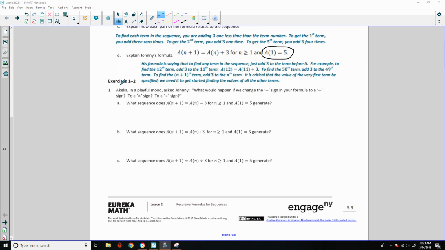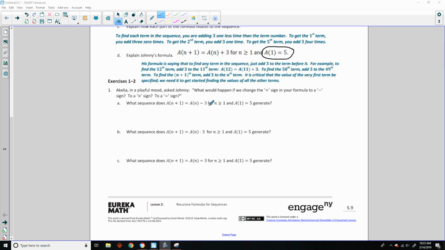Exercise 1 and 2. Aquilia, in a playful mood, asked Johnny, what would happen if we changed the plus sign in your formula to a minus sign, or to a multiplication sign, or to a division sign? What sequence does this generate?